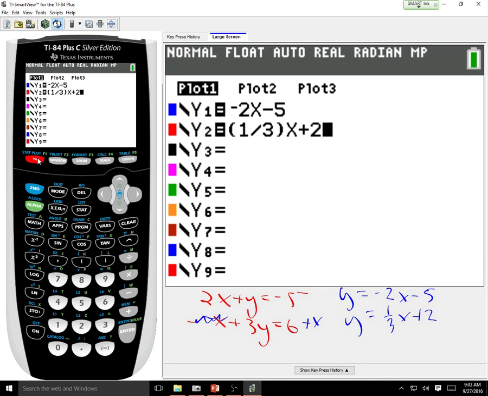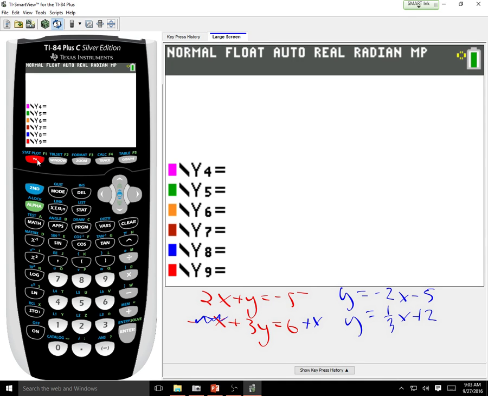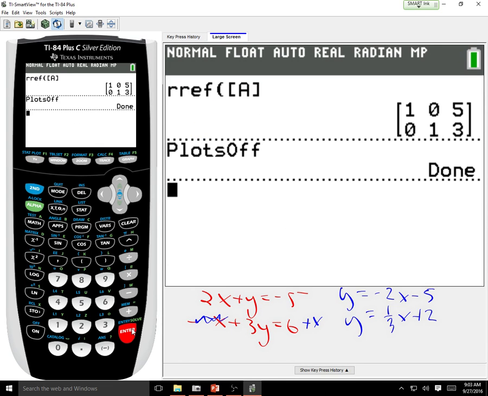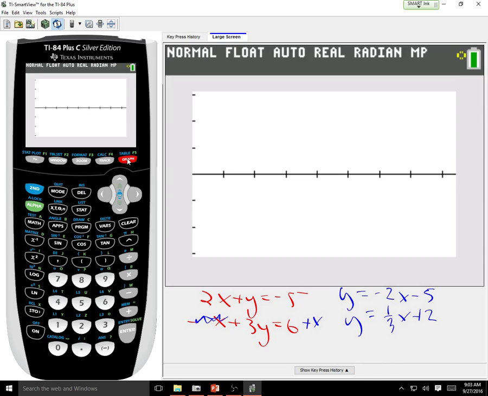Oh no, I have a stat plot on. Let me turn off my stat plot. Yeah, good. So 4, enter, done. Okay, so now I'm going to graph. It's still in stat form. Give me a second, okay? You guys see that little wormy there? It just means it's thinking still. You can't do anything until it stops.